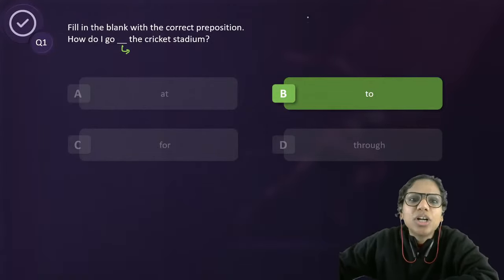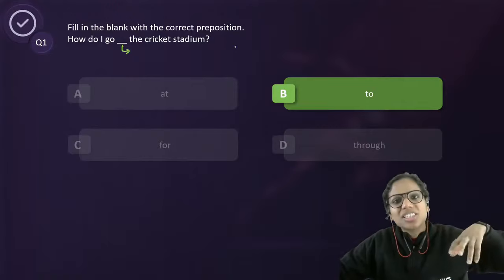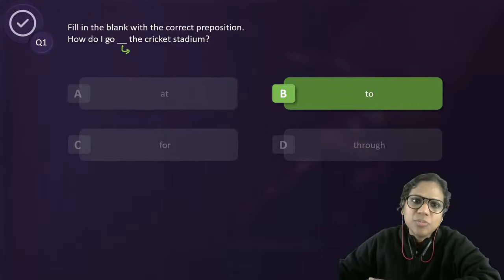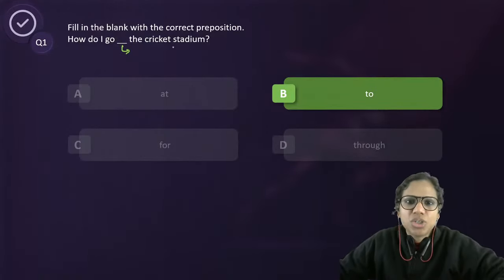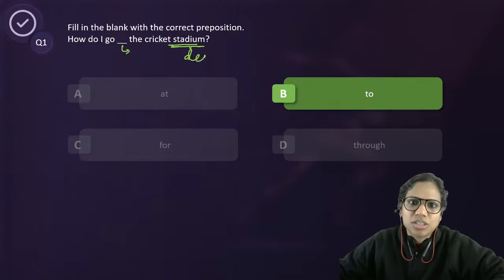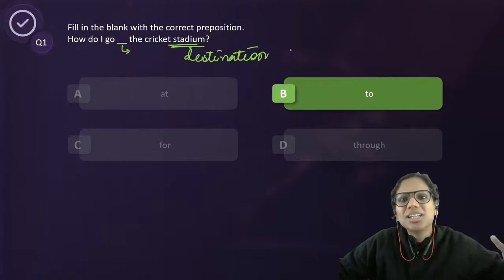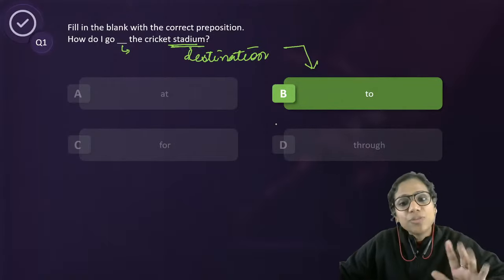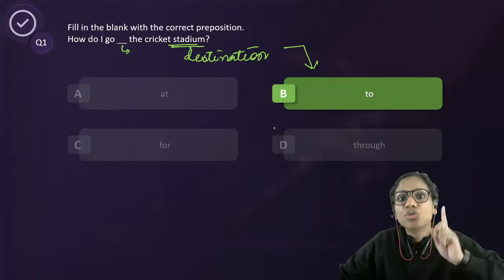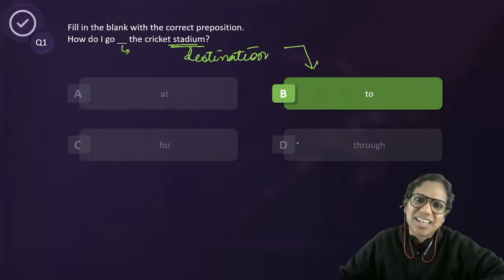However, because we do not have all that context that this person is actually crossing the cricket stadium, the usual interpretation is that the cricket stadium is the destination and not something that this person intends to cross. And that's why, going by that usual interpretation, we'll say two. If we had that context that this person wants to cross the stadium, then even through is correct. Okay.